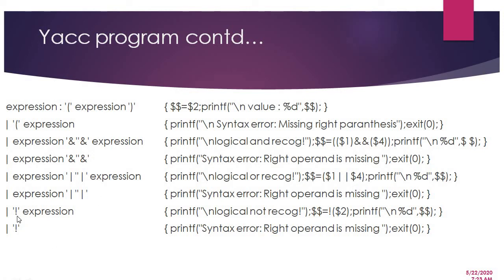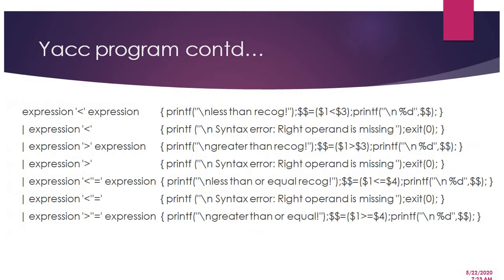Not expression, this not operator is $1, expression is $2. So not of $2 should be stored in $$, and printed. If there is no operand with respect to not, it will be an error. And here we have incorporated the relational operator also for the expression. If you want, you can do this, because your logical expression can be a less than 0 and b less than 0. If it is like that, you have to include your relational operator grammar also. So that is why it is included like this.